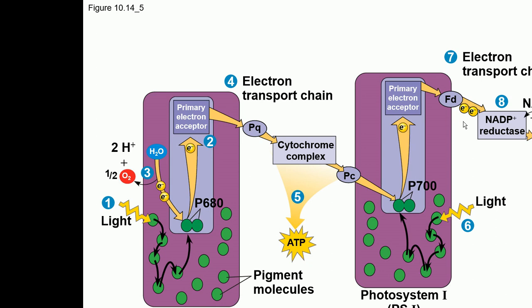Okay, so these two energy forms, which is in the form of ATP and NADPH, they are further used in the Calvin cycle, and in the Calvin cycle the sugar molecule is produced. So we are going to talk about that.